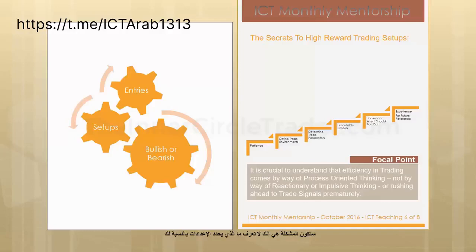The problem is going to be that you don't know what defines the setups for you as a trader, and you're not going to have a process-oriented thinking that leads you to high reward trade setups. And it comes by experience. It comes by showing you conceptual ideas and a broad brush idea of breaking down what it is that we look for in the marketplace and where that information resides.